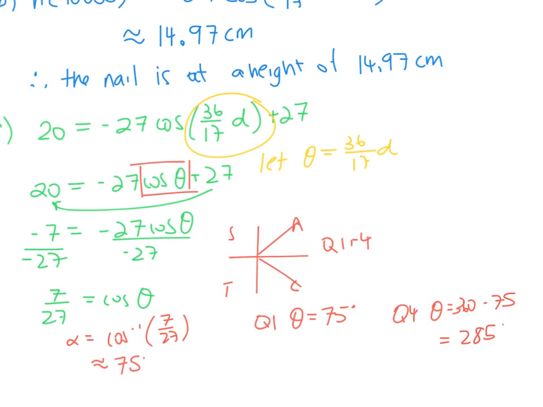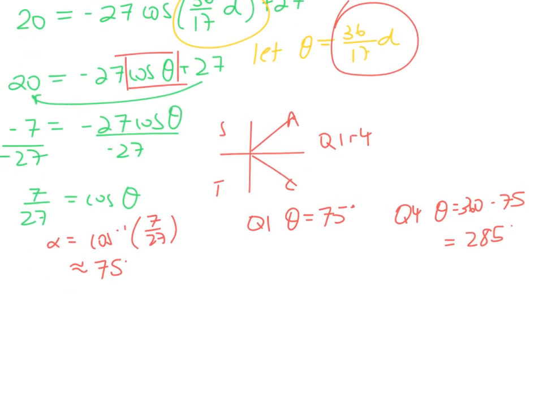And now we just have to remember our equation doesn't have theta. It has the horizontal distance, or the distance traveled. So I have to replace theta with that 36 over 17d. So instead of theta equals 75, I have 36 over 17d equals 75, and 36 over 17d equals 285. And now we can either divide both sides by 36 over 17, or just multiply by the reciprocal, which is the same thing as dividing by that actual value.